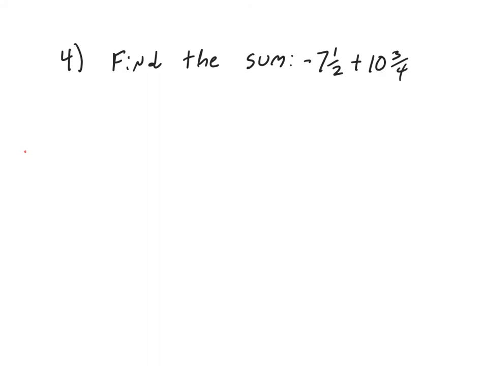Okay, number 4 is asking us to find the sum of negative 7 1/2 plus 10 3/4. So we have negative 7 1/2 plus 10 3/4. Okay, so what I'm going to do first is I'm going to change these into improper fractions. So we're going to do negative 7 times 2 and get negative 14. And then one more will make negative 15. So we're going to get negative 15 halves plus 10 times 4 is 40. And 3 more make 43. So we get 43 over 4.